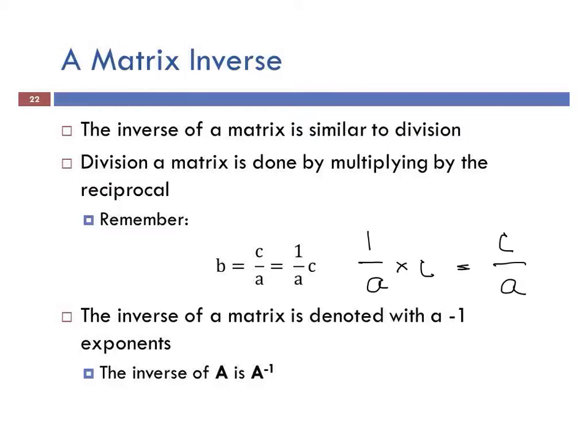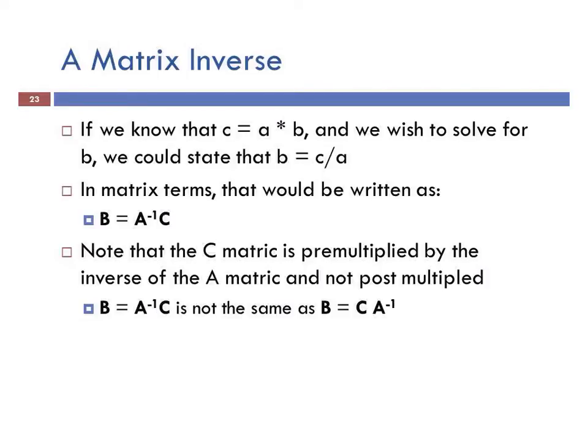The inverse of a matrix is noted with a -1 exponent, so the inverse of an A matrix is going to be denoted as A to the -1. If we know that C equals A times B, and we wish to solve for B, we would state that B equals C over A, or B can equal 1 over A times C. In matrix terms, we're going to write that as the B matrix equals the inverse of A times C.